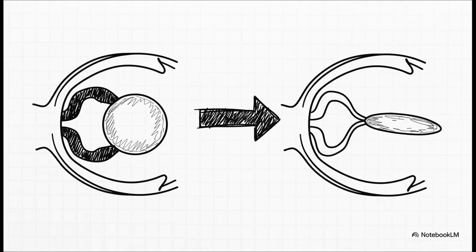And why does this happen? Well, it's a natural part of aging. Two things happen inside our eyes. First, the ciliary muscles, which squeeze and relax the lens to change its focus, gradually become weaker. And second, the eye lens itself isn't as flexible as it used to be. It becomes a bit more rigid.